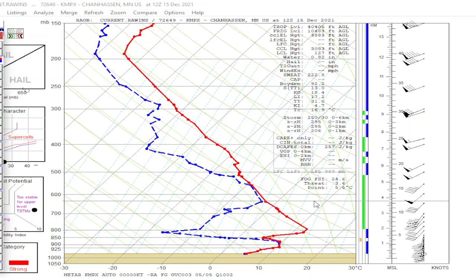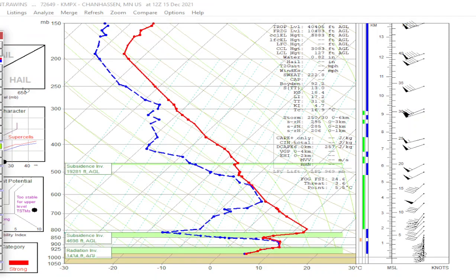Here's your inversions, all of your inversions that cap the atmosphere. Anything that's considered a temperature increasing with height. You have a subsidence inversion, or radiation inversion. As I say, you've got radiation fog on the surface if you have moisture, but you have too much wind. These winds on the surface, if you hit anything over, say, 6 miles per hour, it could dissipate that fog just because you have too much mixing.